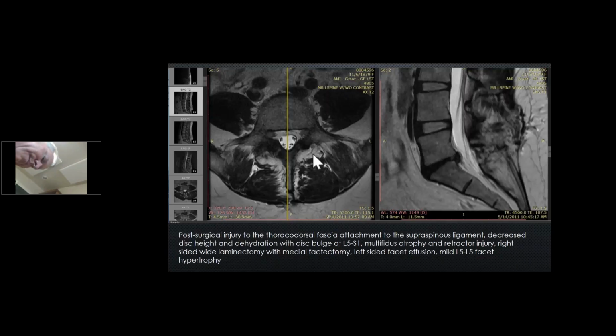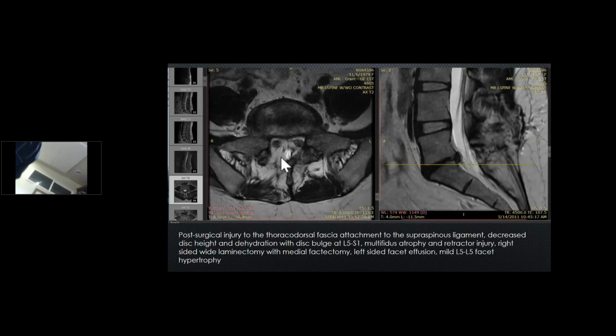Now, if we move the axial down to that level, we're going to see a laminectomy defect here. You can see there's a little bit of a laminectomy defect on the other side as well, but a large one here on the right with a facetectomy, meaning that they've taken out a good portion of the facet, which causes instability.